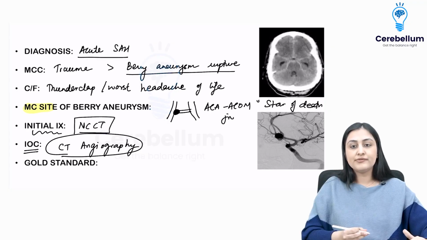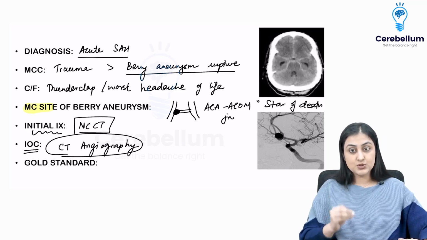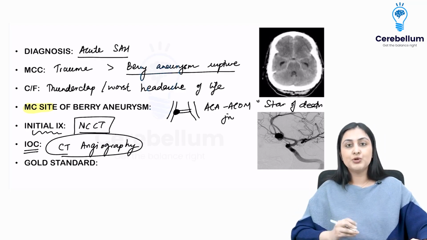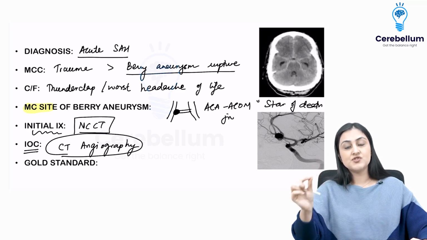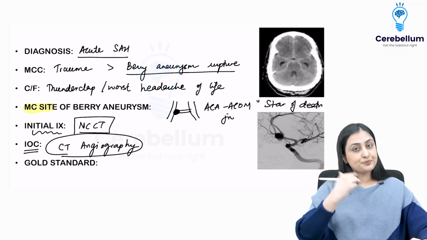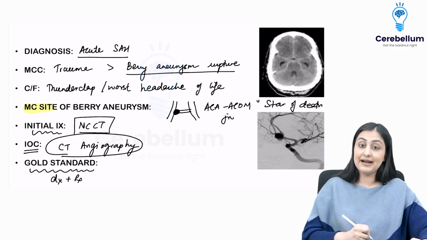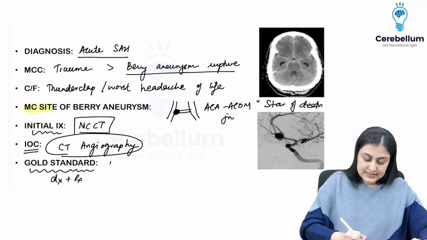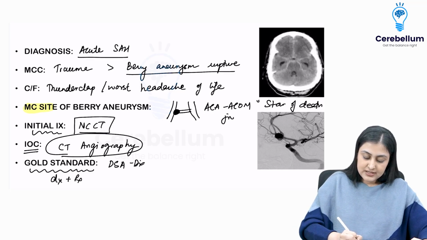So CT angiography meaning we are giving contrast and we are visualizing the vessels. Okay, so in this we will be able to diagnose that there is this outpouching, which is a sign of aneurysm. What is the gold standard? So we know gold standard is something that is diagnostic and therapeutic. In this case, that is DSA. DSA is digital subtraction angiography, right?